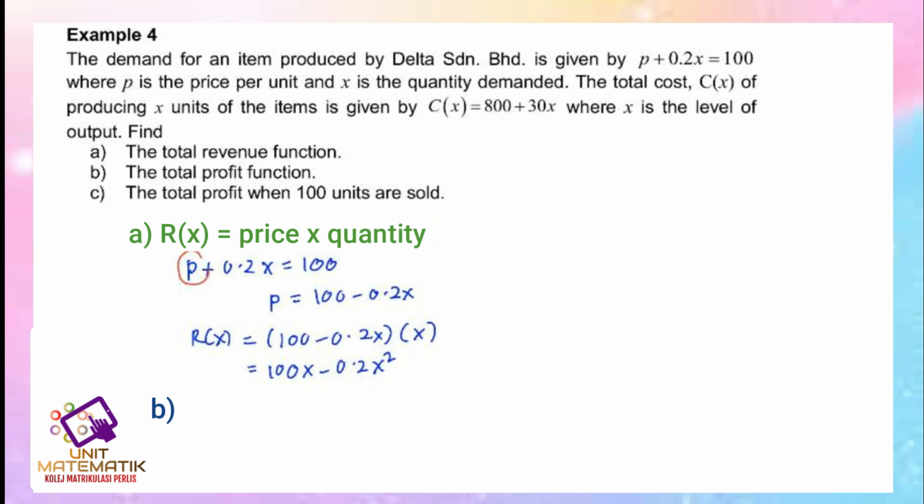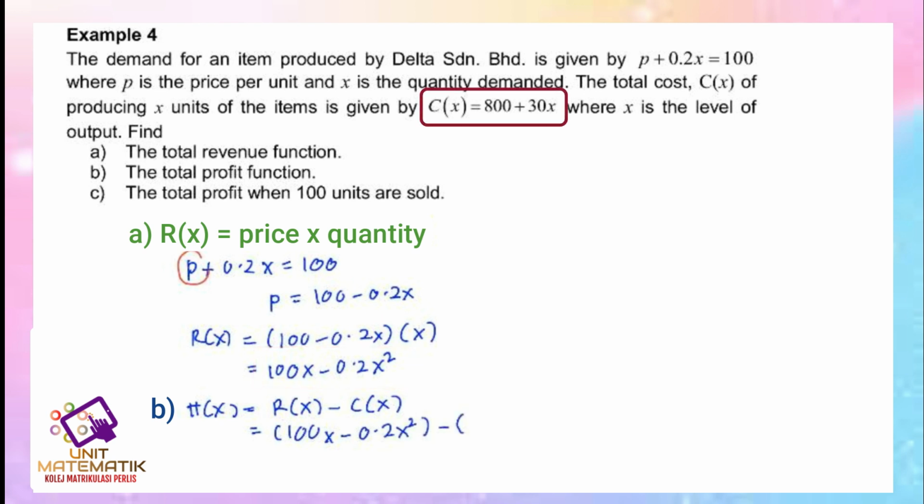For the profit function, we can get it by taking your revenue function, then minus the cost function. The revenue function you can take from A: 100x − 0.2x², minus the cost function that is already given, 800 + 30x. Simplify all the terms. So you should get 70x − 0.2x² − 800.